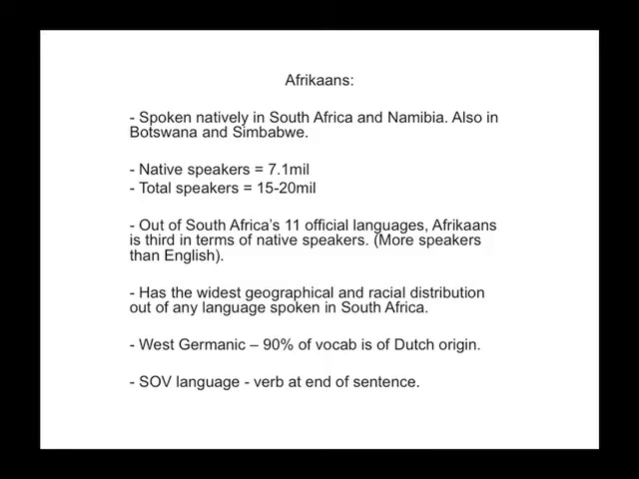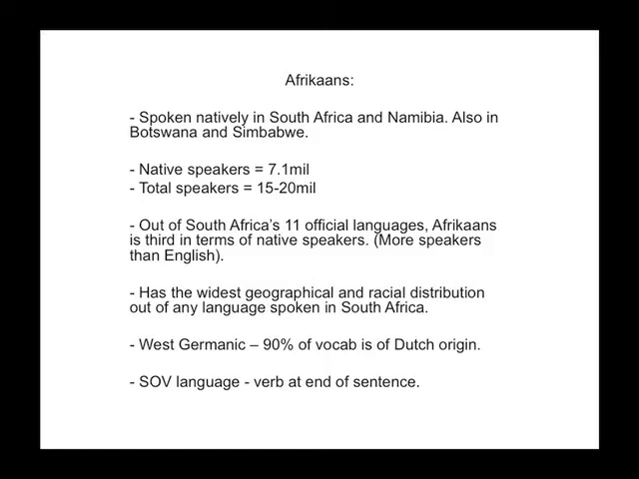Alright, so it's interesting to note that out of South Africa's 11 official languages, Afrikaans is third in terms of native speakers. It has more native speakers than English as well. English is fourth. Another interesting thing about Afrikaans is that it's the language with the widest geographical and racial distribution in South Africa, meaning it's the most widely spoken, and it's spoken across many different races as well.